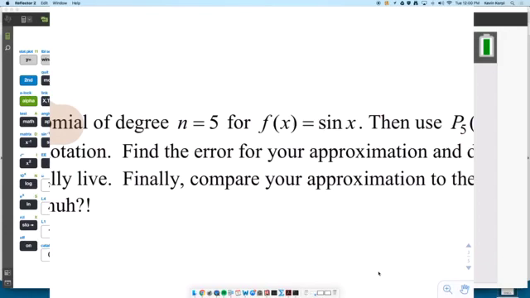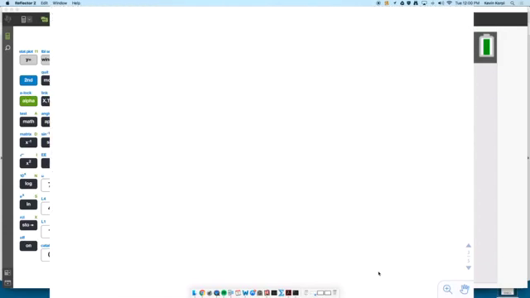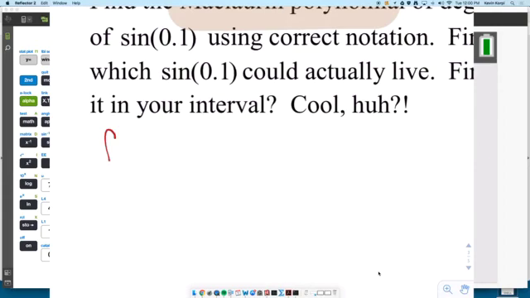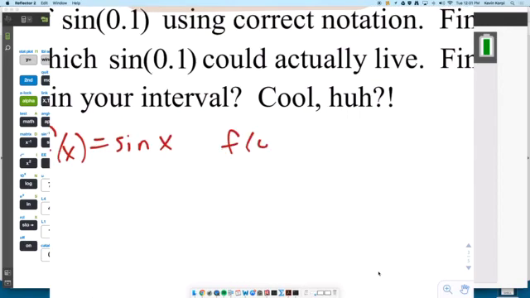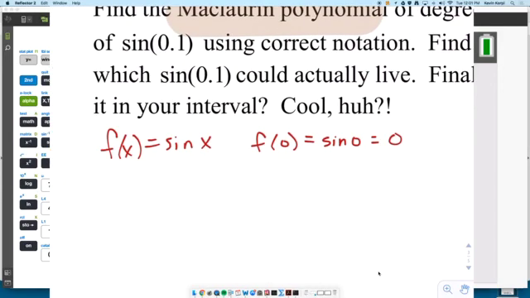So here's what you're going to want to do. You want to collect all your information first. So we're going to have f of x equals sine of x, and then you're going to evaluate it at the center 0. What is sine of 0? 0. Okay? So we're going to do this every time. We're going to have our function, the function evaluated at the center. We're going to make 2 columns.